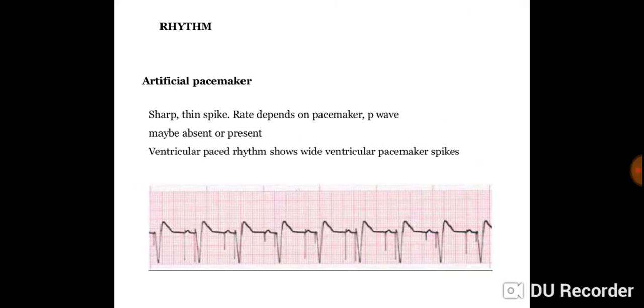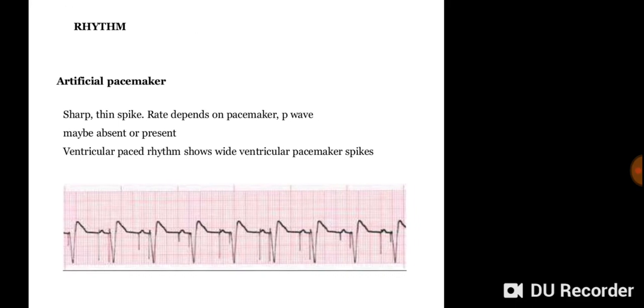Here is an example of an artificial pacemaker. Okay, thin spike you see right here and sharp, and obviously some part of the question would tell you about a pacemaker being inserted in the past or something of the indication.